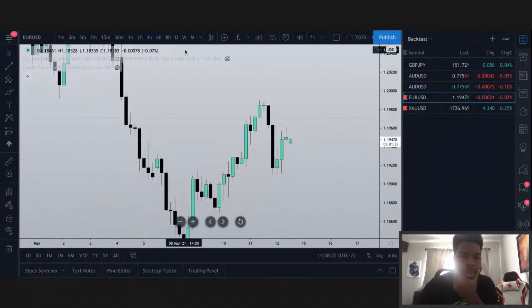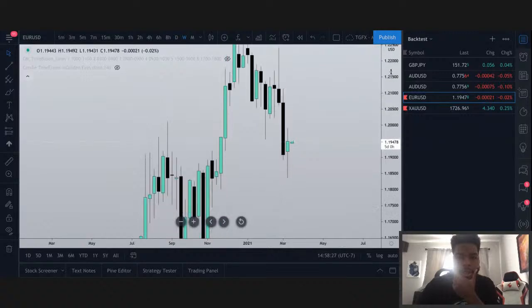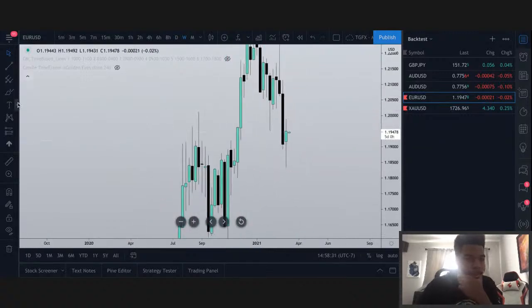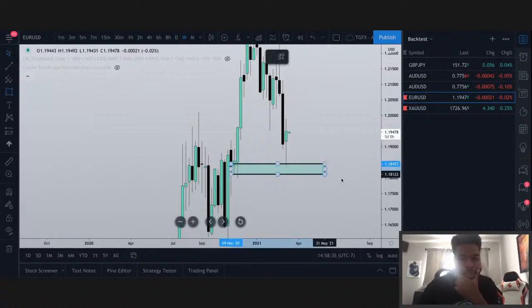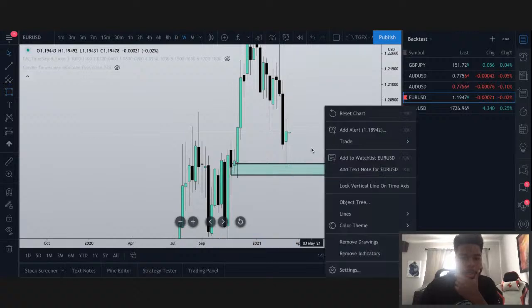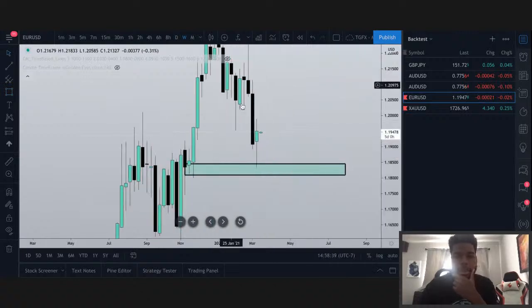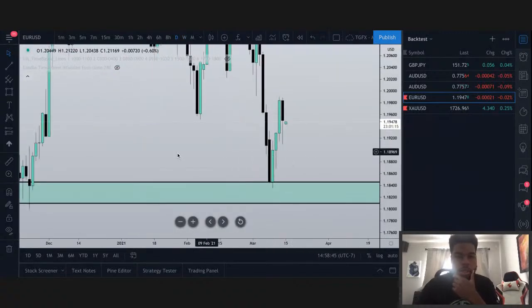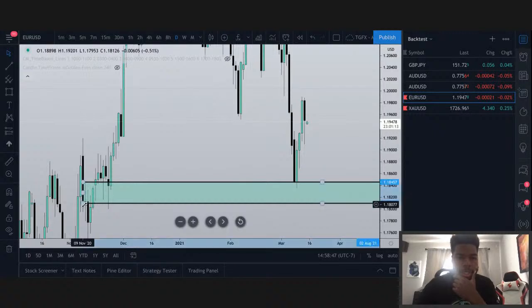All right, so let me mark this one up real quick for you guys. So we'll check out the weekly time frame. As you can see here, we did have this level of demand here on the weekly time frame. All right, so price bounced off of this level, it's pushing back up. Overall, we can tighten this up now as a daily zone.